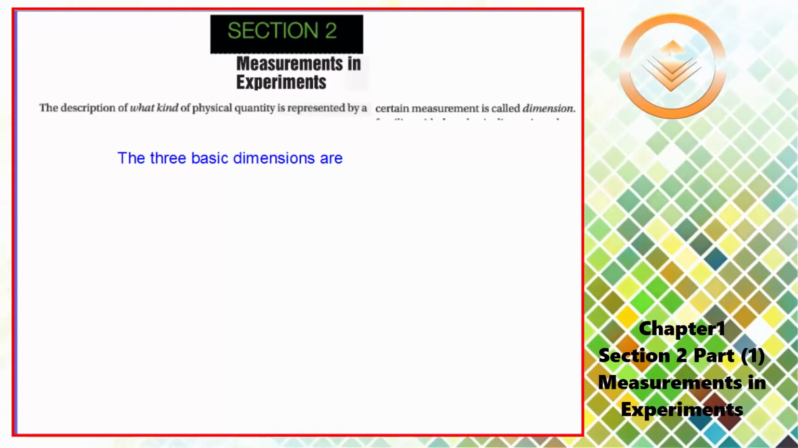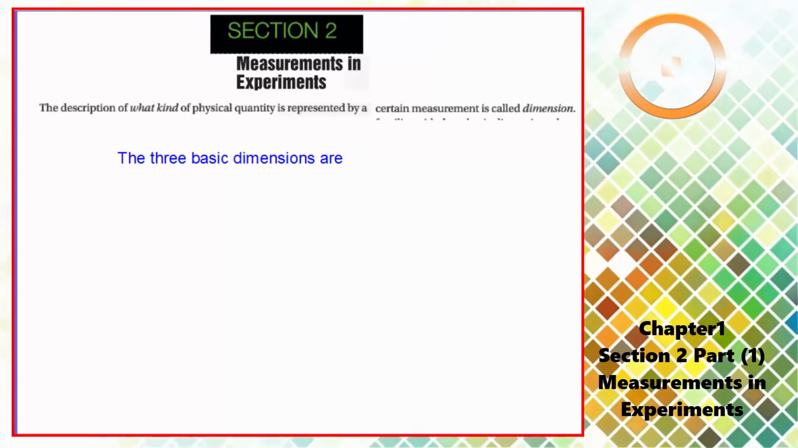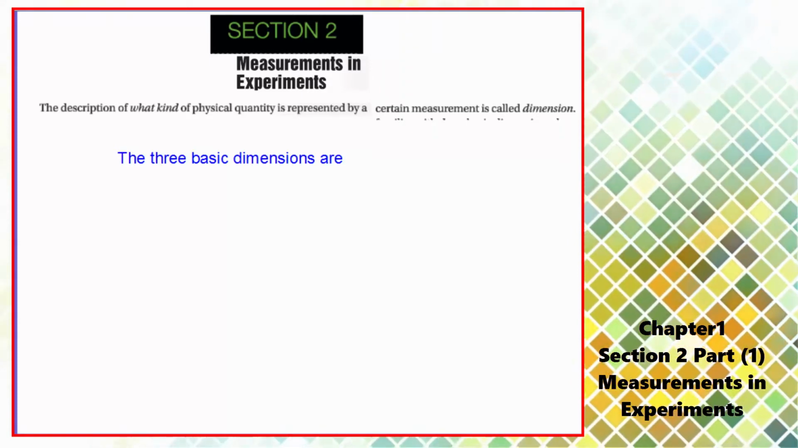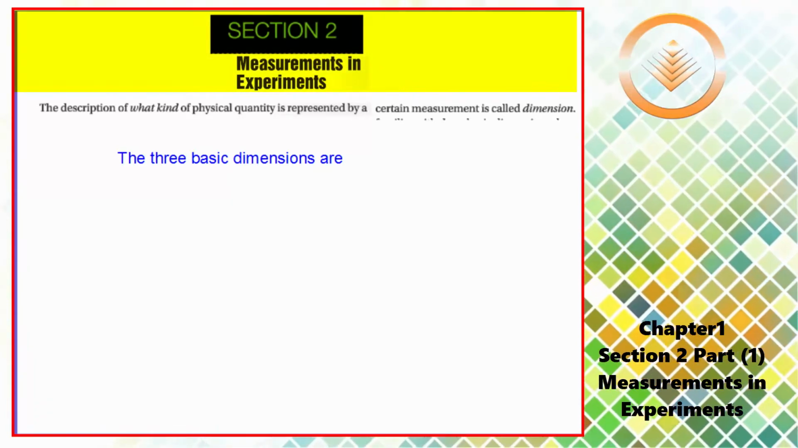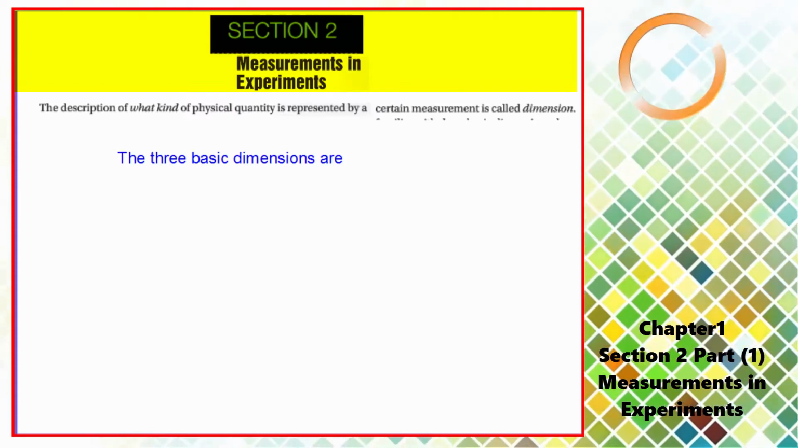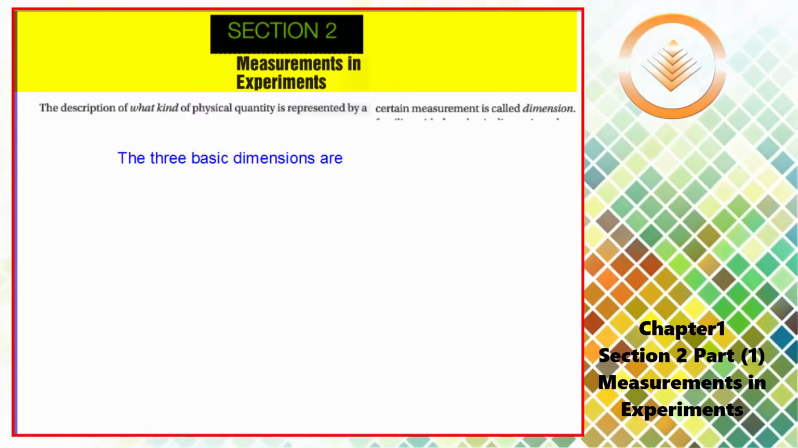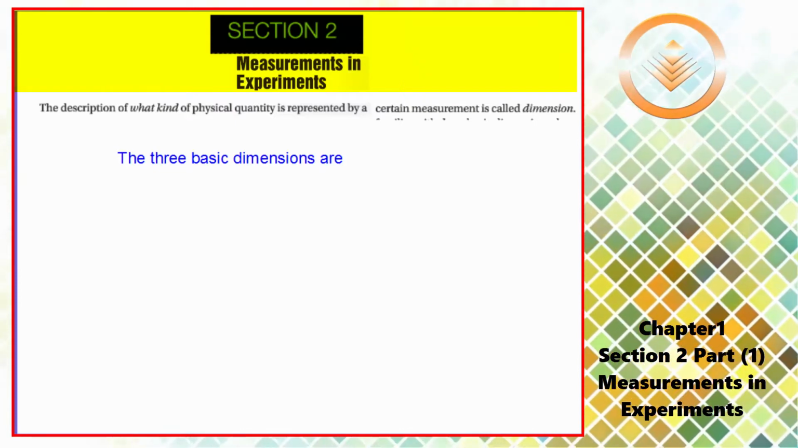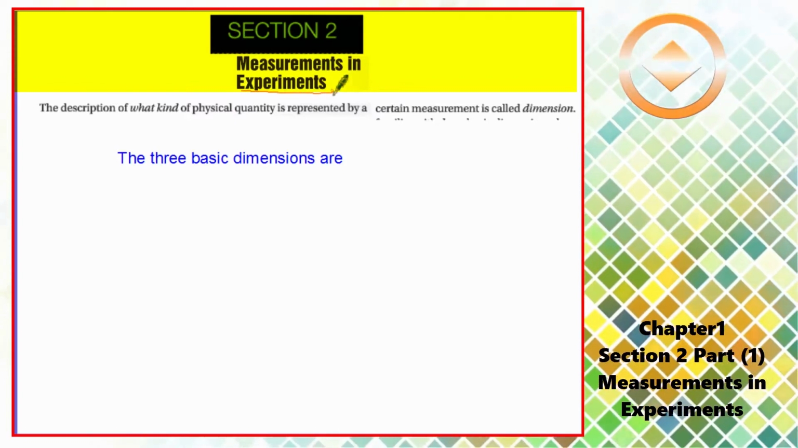The next part is section 2. We are done with section 1. Next one is section 2, that is measurements in an experiment. When we are making an experiment, we have measurements. We may be asked to measure the length of an object, the volume of an object, the area of a given space. So how do you measure in an experiment?